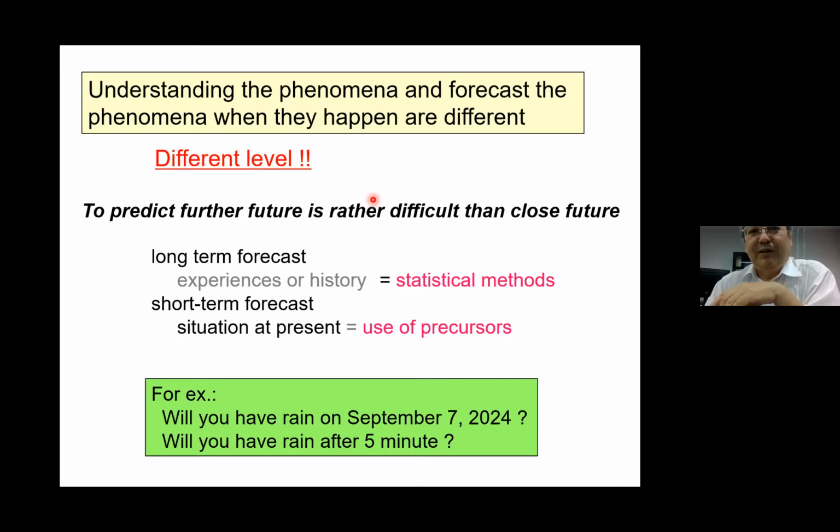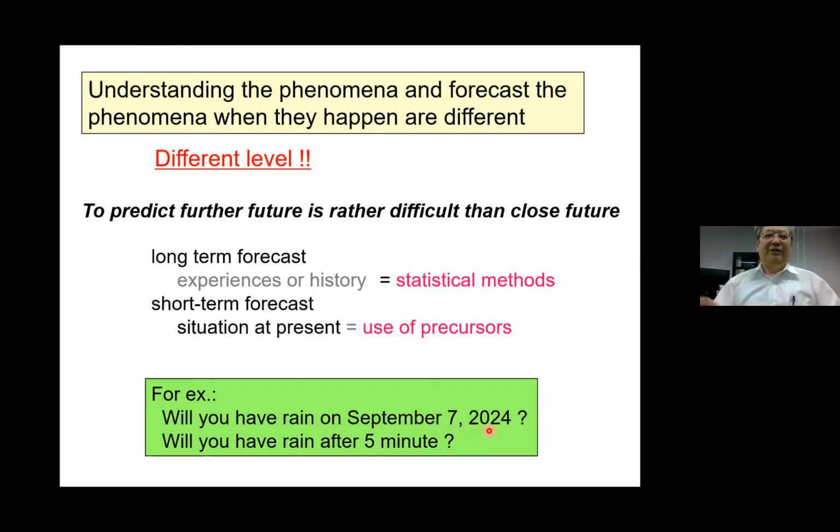Anyway, understand the phenomena and forecast the phenomena is a little bit different. For prediction, to predict further future is rather difficult than close future. For example, will you have rain in Bandung today? After 5 minutes. Maybe it is very easy. You can see the atmosphere, or you can see sky through the windows. You can identify we'll have rain soon or not. But will you have rain in Bandung on September 7, 2024, 3 years later? How do you predict? How do you imagine?